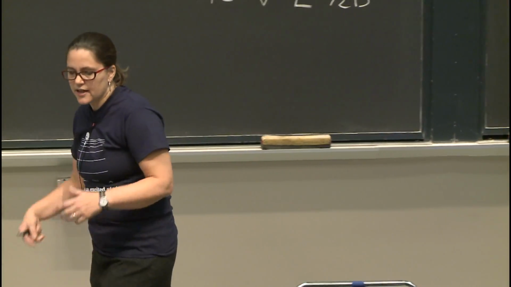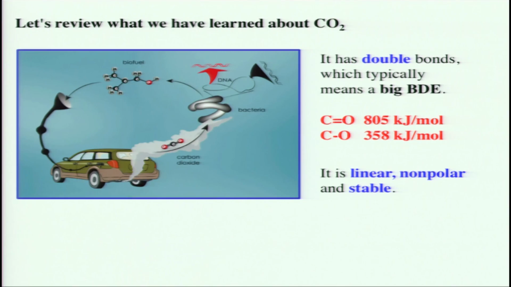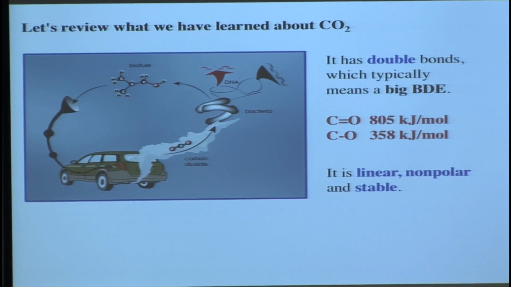All right, so let's put all these things together about CO2 now. According to the Lewis structure, it has double bonds. And usually a double bond means that it's harder to dissociate, a big bond dissociation energy. And you don't need to know these, but in case you're interested, when you have carbon double bonded to oxygen, you have a bond dissociation energy of about 805 kilojoules per mole.